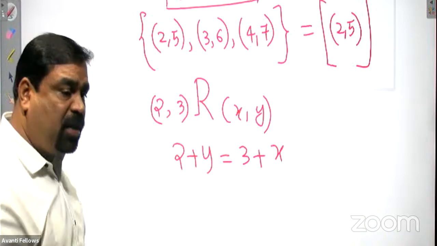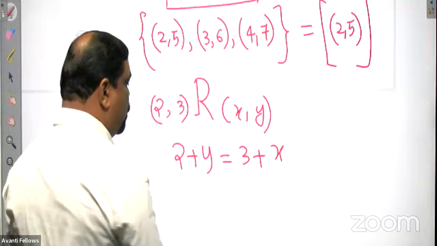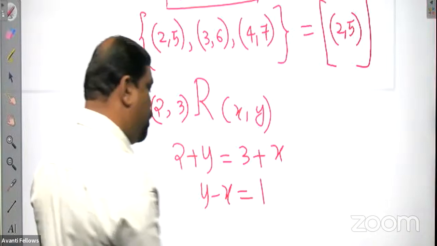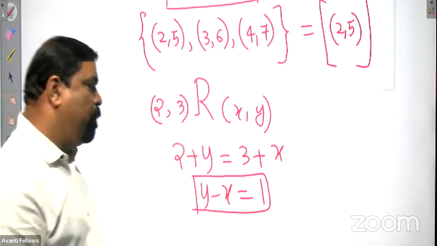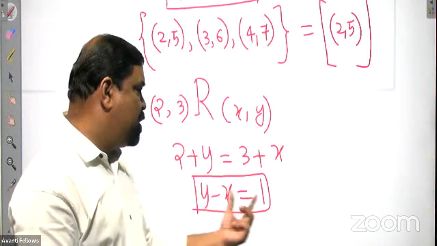Apply the relation. What is given, apply the relation. So 2 plus y equals 3 plus x. That means we will get y minus x equal to 1. So this is the condition we have to apply. We have to list all the elements satisfying y minus x equal to 1.